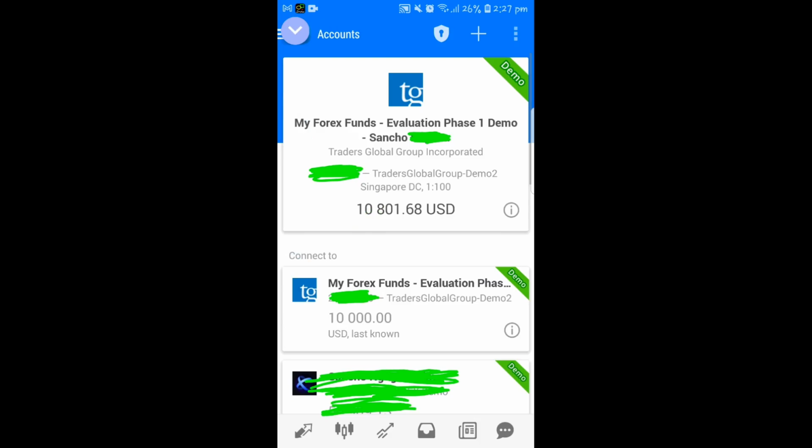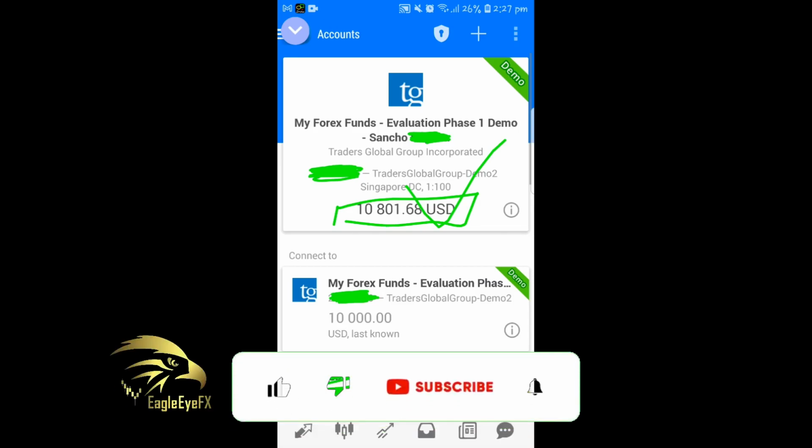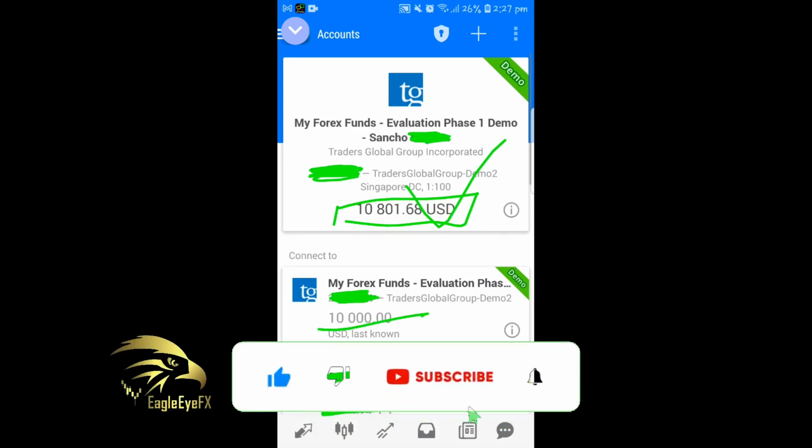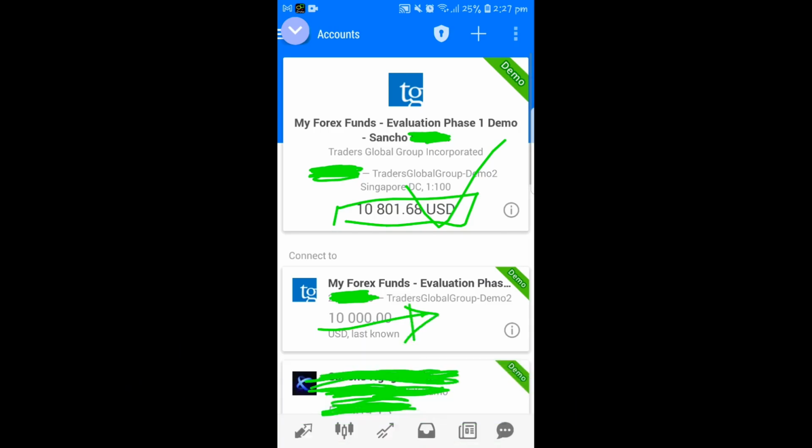And as you can see, this is my evaluation phase 1 demo account. I've been able to hit my target of $800, and I just started trading my phase 2 account today. Currently we have some trades playing out, which is what I'll be talking about in episode 3, where I'll show you how I was able to pass my phase 2.